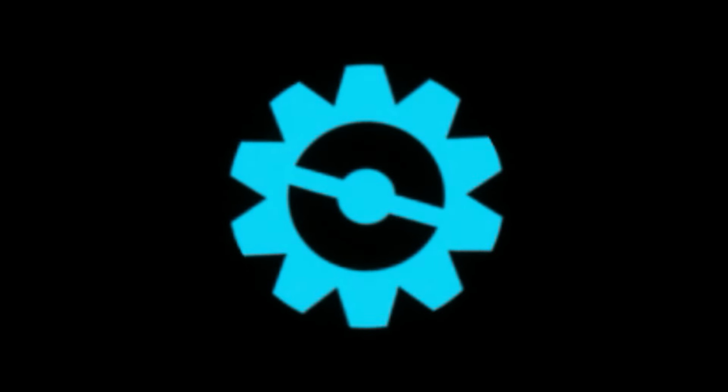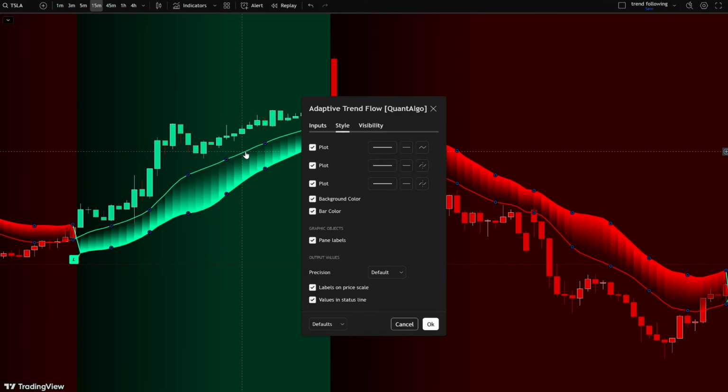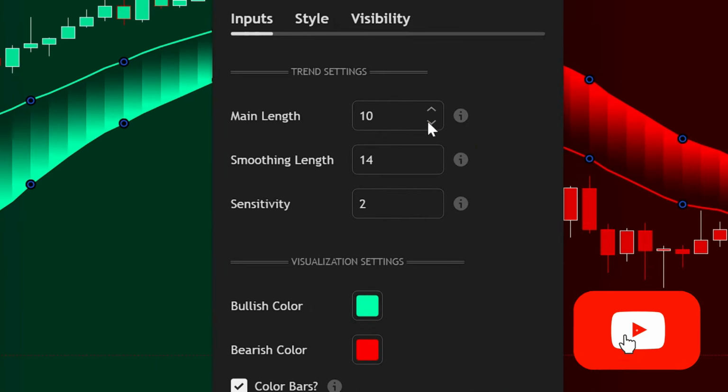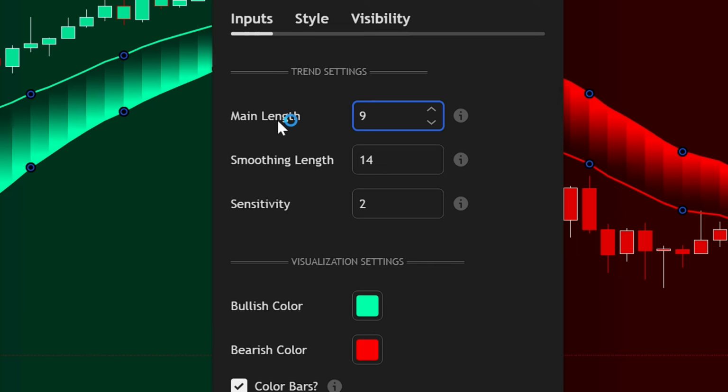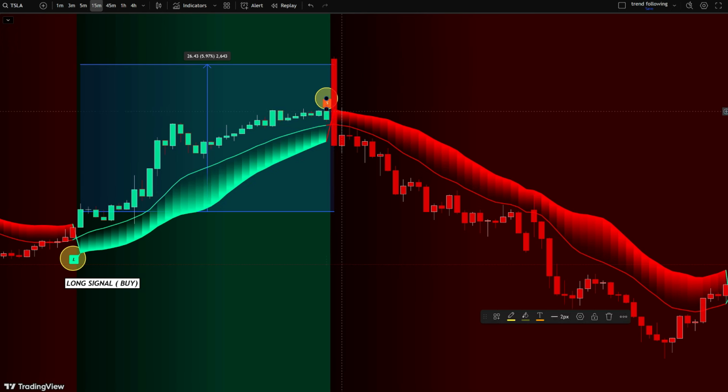Now for a little trick that makes this indicator really useful. Open the settings. Change the main length to 9. And the smoothing to also 9. That's it. Now you see the short-term L and S signals printed directly on your chart. More signals means more chance of early entries.